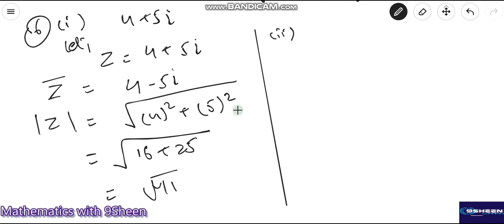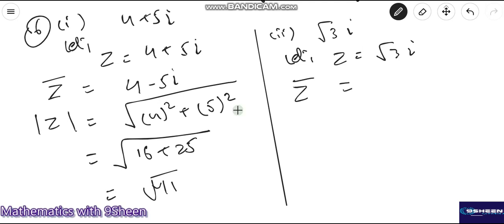Second part is root 3 iota. Let z is equal to root 3 iota. Your z bar, the conjugate, is equal to, here there is no real part. That's why we only change the sign of the imaginary part when we take the conjugate. That's why your answer is minus root 3 iota.